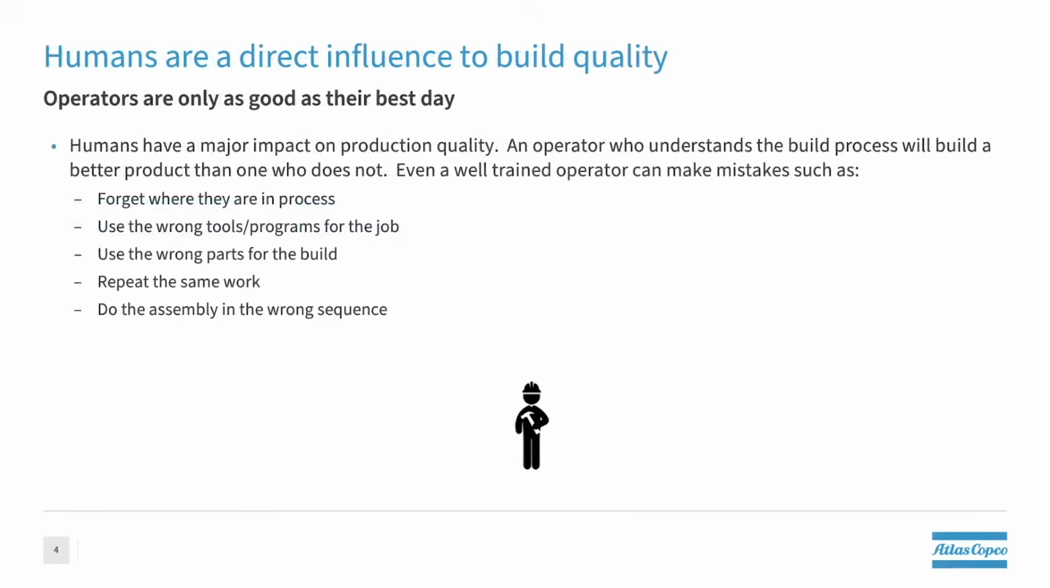Even a highly trained operator with a ton of experience can and will make mistakes. Some of those mistakes may be forgetting where they are within the build process, which could result in multiple missteps, using the wrong tools and or programs for the job, which could result in a product built outside of its design specifications, using the wrong parts for that specific build, repeating the same work sometimes more than twice, and performing the work in the wrong order.